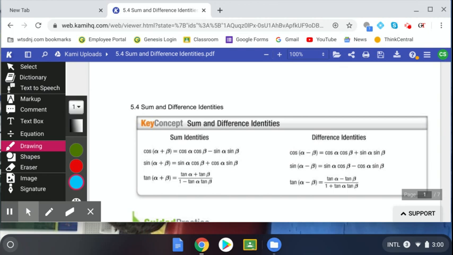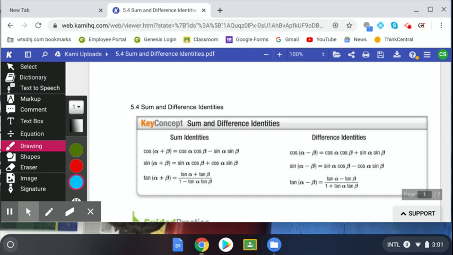For difference identities, cosine of the first minus the second is cosine of the first, cosine of the second plus sine of the first, sine of the second. Sine of the first minus the second is sine of the first, cosine of the second, minus cosine of the first, sine of the second. And tangent of the difference, the first minus the second, is tangent of the first minus tangent of the second over 1 plus tangent of the first, tangent of the second.